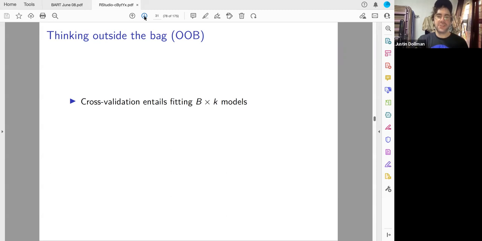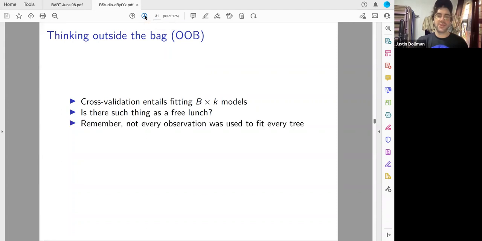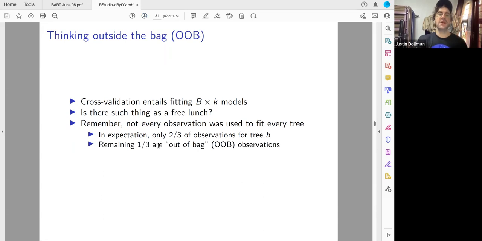If we think about it practically, just to set the scene, notice here that we're already fitting B models, so we're fitting B trees. And if we want to do cross-validation, we would have to fit B trees on K folds. So if we wanted to save time and be very efficient, we could have a free lunch. We would do that by remembering that not every observation was used to fit every tree, because of the bootstrap sample. In fact, there's a nice exercise earlier in the book where you demonstrate to yourself that in expectation, you're going to use 2/3 of observations for every tree B. So you're only going to use 2/3 of the sample, which means there's 1/3, and those are the titular out of bag observations.